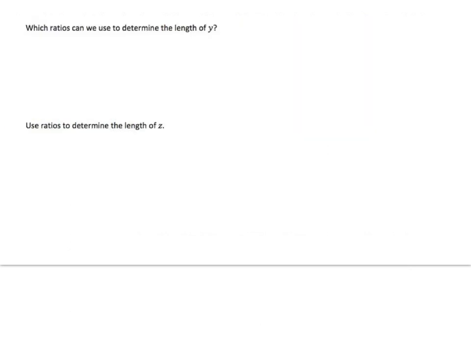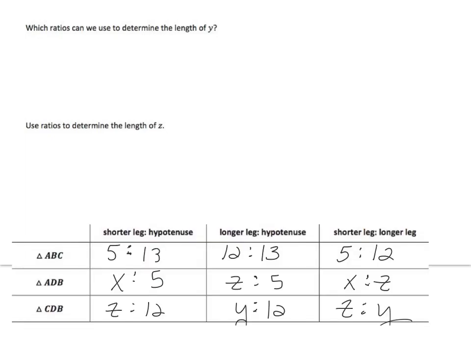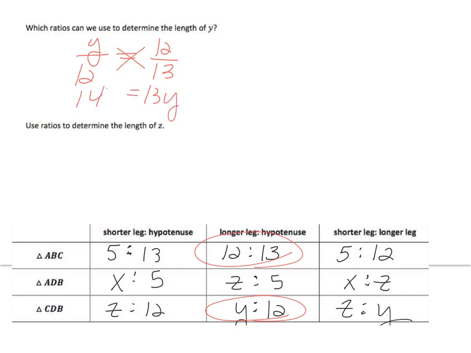So which ratios can we use to determine the length of y? Let me bring that table back in here. To determine the value of y, we're going to look at the values of the longer leg and hypotenuse for triangles CDB and ABC. So these two. I'll go ahead and circle those. Right? So we're going to try y over 12 is equal to 12 over 13. And this is exactly what we did earlier. So we've got 13y equals 144. So y equals 144 over 13, or 11 and 1/13.